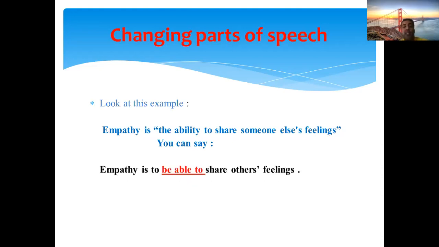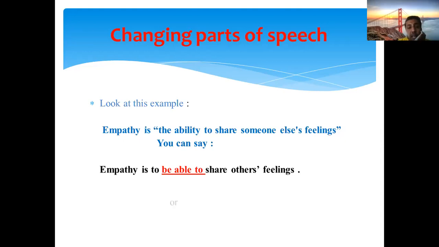Instead of saying "the ability to share," I used "empathy is to be able to share." So I changed the word "ability" with the verb "be able to." I changed the noun into a verb. So, empathy is to be able to share. Instead of "someone else's feeling," I said "others' feelings." But my focus is on changing the noun into a verb, which we call changing parts of speech.